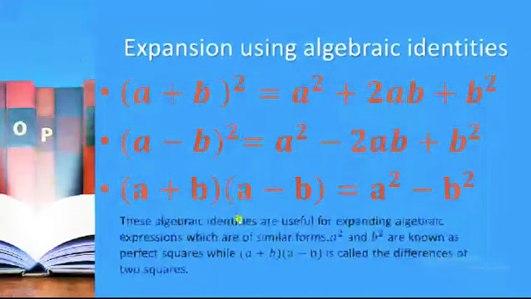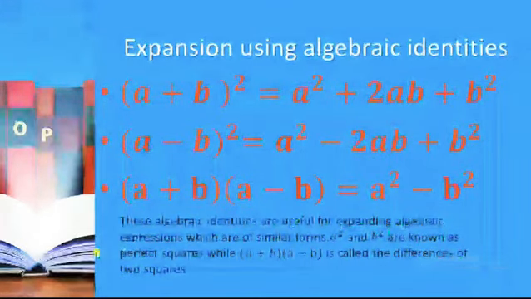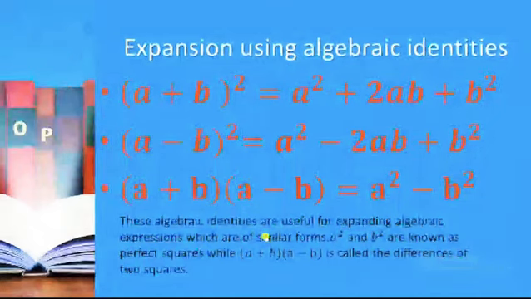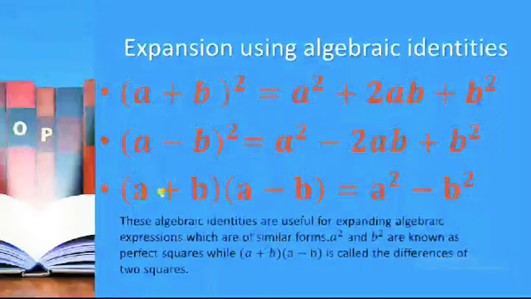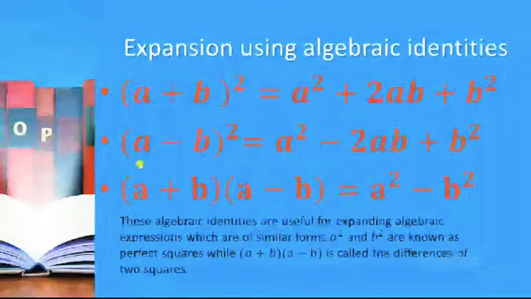These algebraic identities are useful for expanding algebraic expressions which are of similar forms. Here the word similar form means firstly we have to recognize whether the question is similar to the first, second or third identity. Then we have to choose one of these identities and apply it on that question.